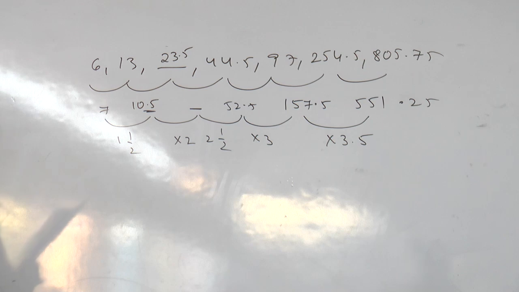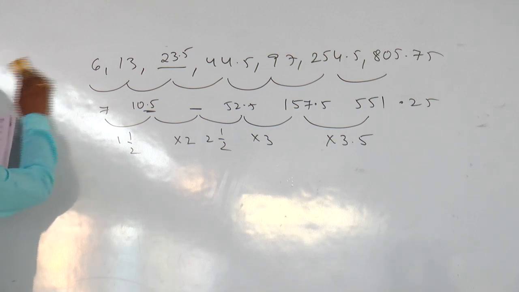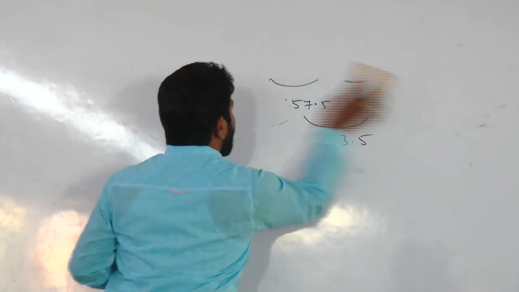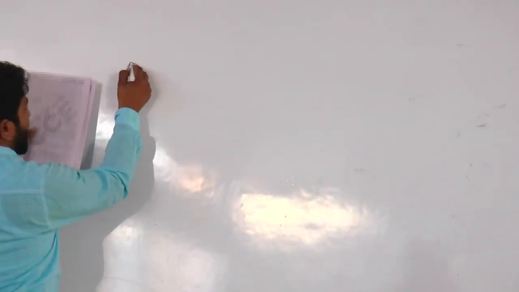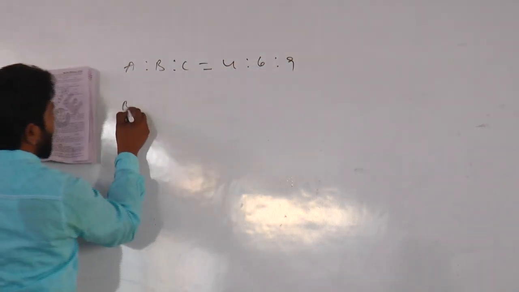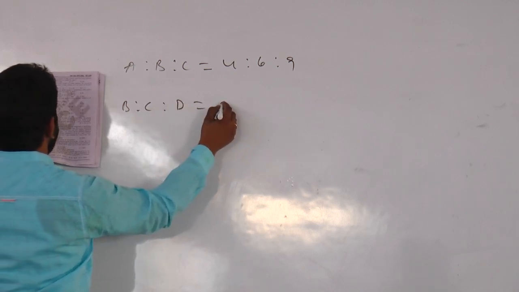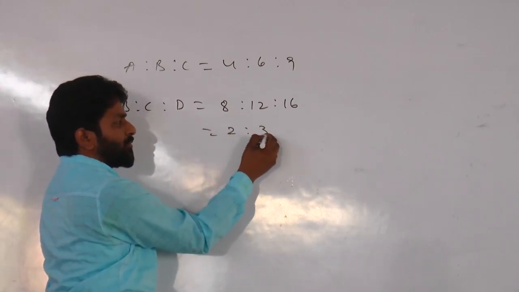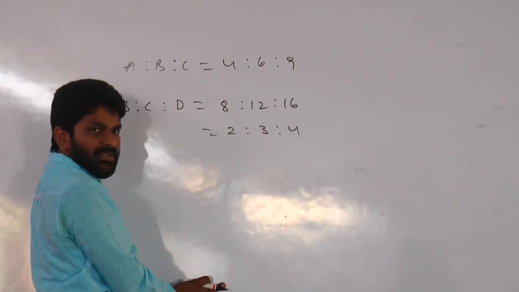56. The percentages of A, B, C are in the ratio 4, 6, 9 respectively. The percentages of B, C, D are in the ratio 8, 12, 16. Which of the following represents the ratio of the percentages of A, B, C, D respectively? Right. Now you are given A, B, C ratio and B, C, D ratio. A is to B is to C is given as 4 is to 6 is to 9. B, C, D ratio is given as 8, 12, 16, which is basically equal to 2 is to 3 is to 4. Yes or no?